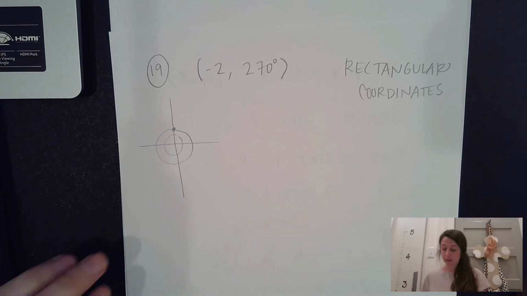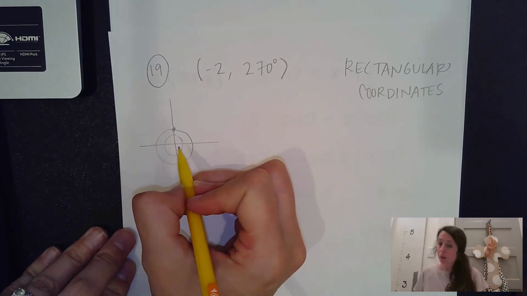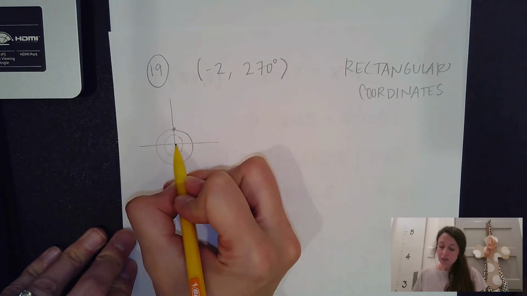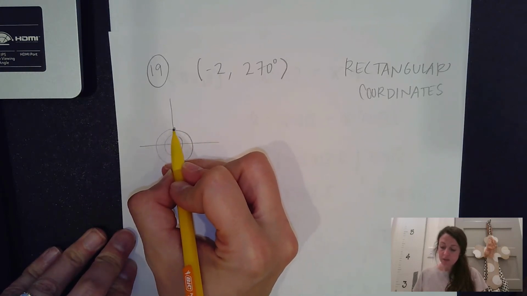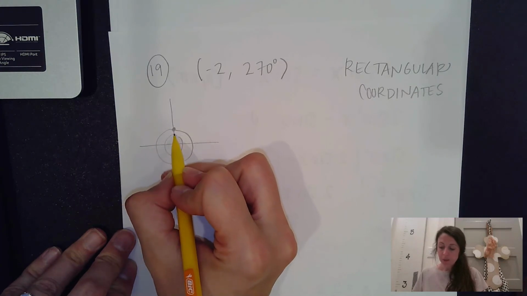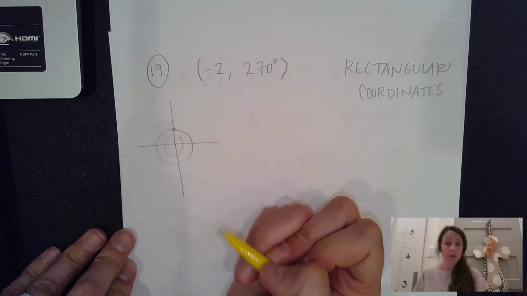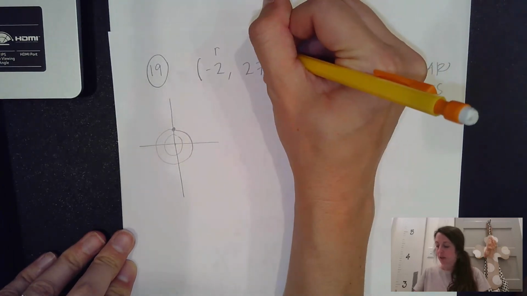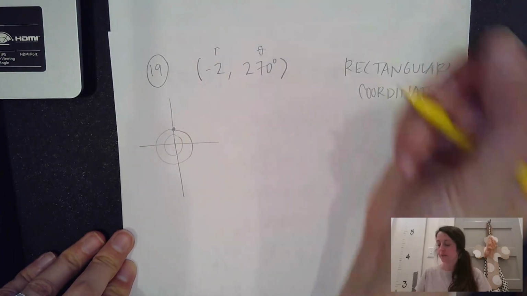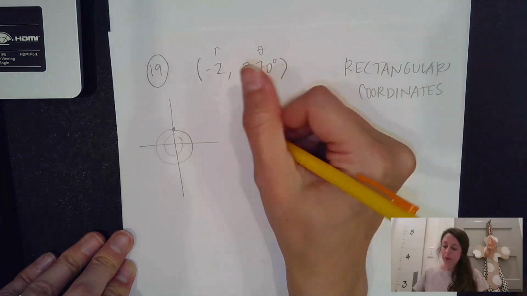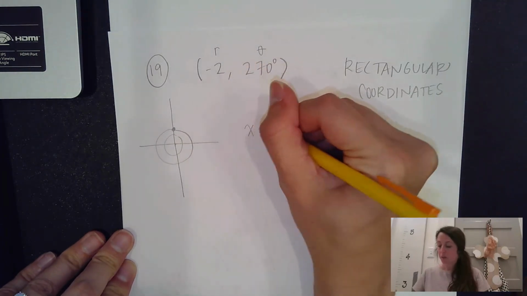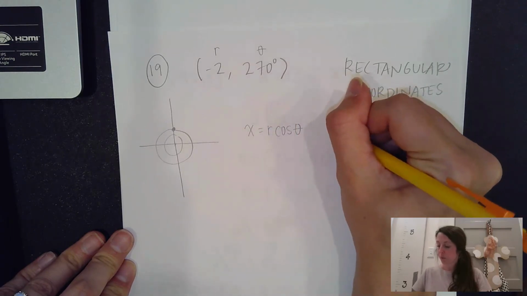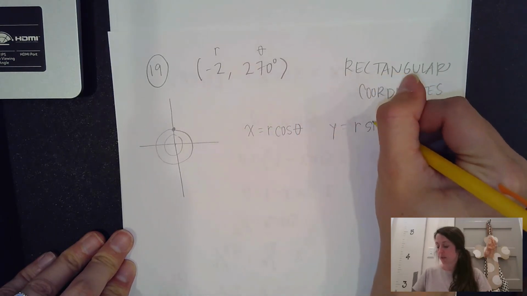Well, if I look at that without doing any work, if I graphed it like this, what is the x associated with this on this axis? It's a 0. And I'm up 2 units, so this is going to be a 2. Here is my r and here is my theta. Remember your x value is going to be r times cosine of theta. The y value is going to be r times sine of theta.